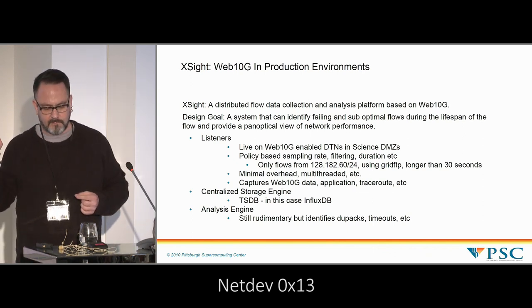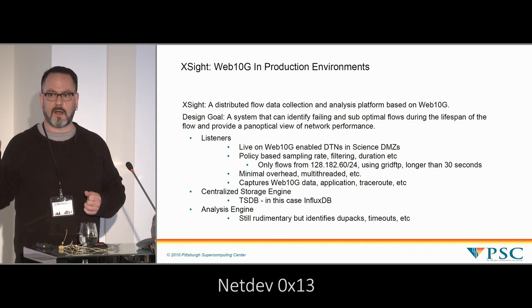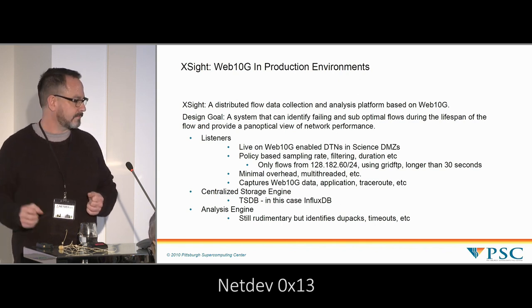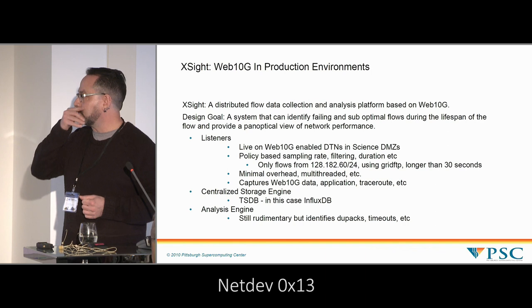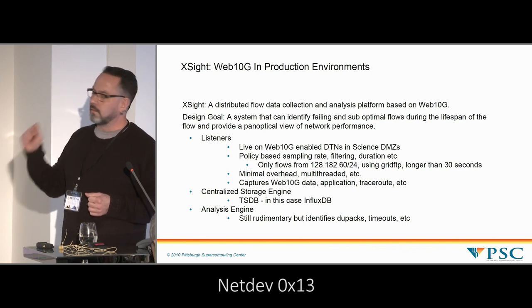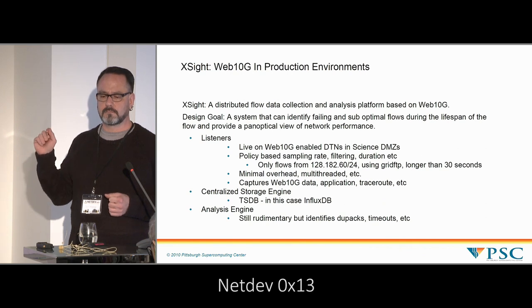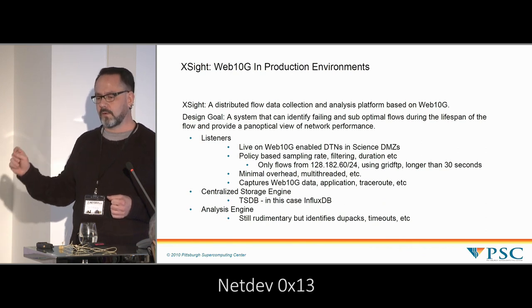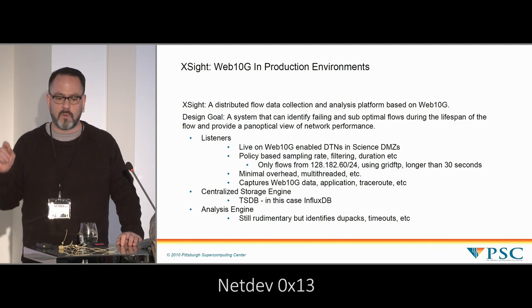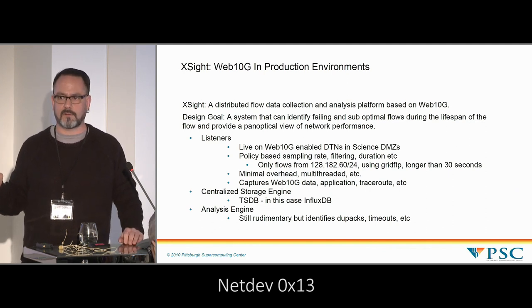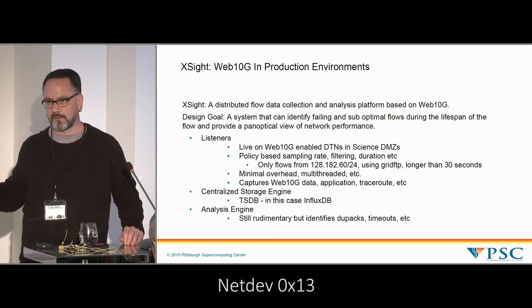Now, Excite is set up as a set of three independent agents. The first are the listeners. The listeners live on Web10G-enabled DTNs that live within the science DMZs. Web10G is a series of kernel patches, so of course we have to have custom kernels on here.